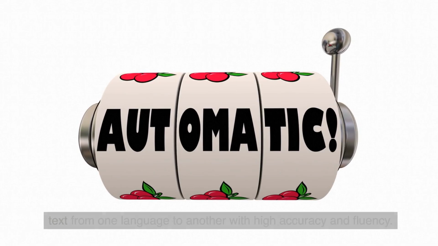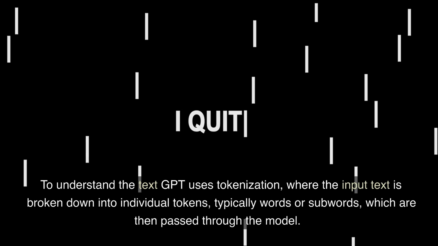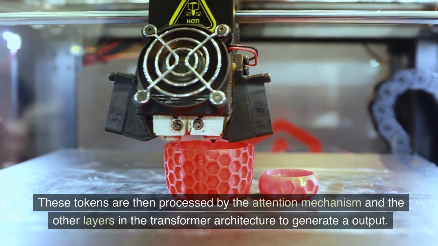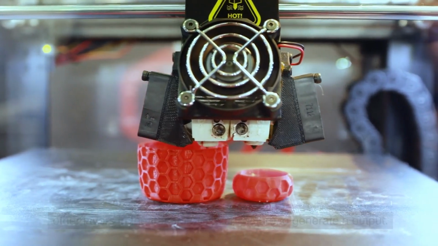high accuracy and fluency. To understand the text, GPT uses tokenization, where the input text is broken down into individual tokens, typically words or subwords, which are then passed through the model. These tokens are then processed by the attention mechanism and the other layers in the transformer architecture to generate output.